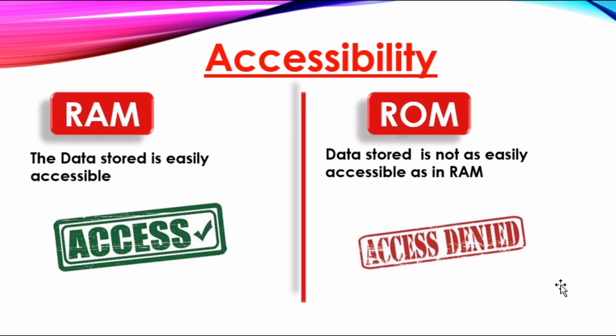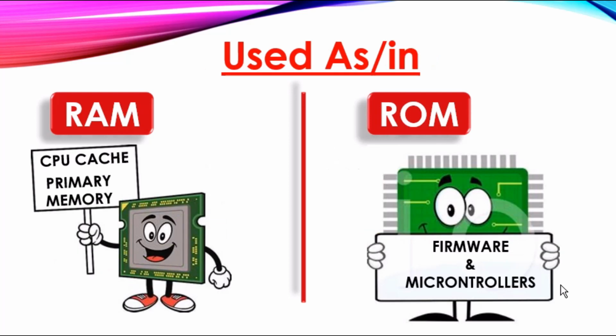We then have accessibility as the 8th point of difference. Now, data stored in RAM is easily and randomly accessed, but for the ROM, accessibility is not that easy. Number 9.